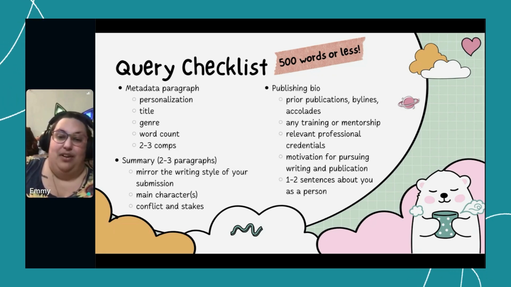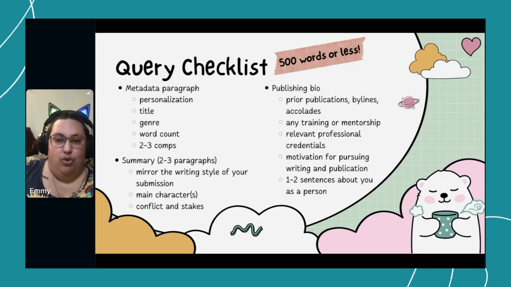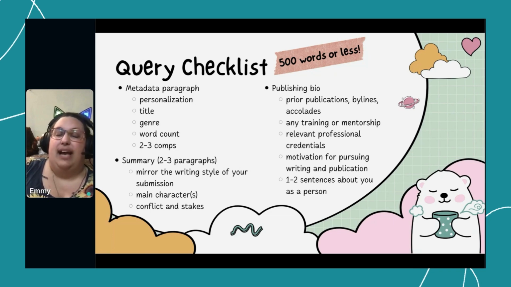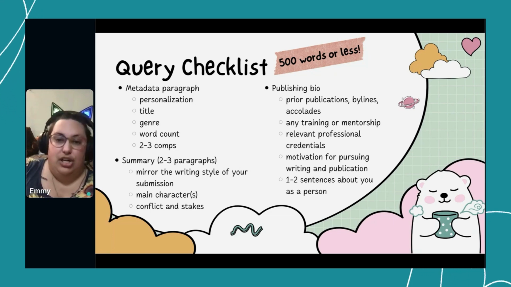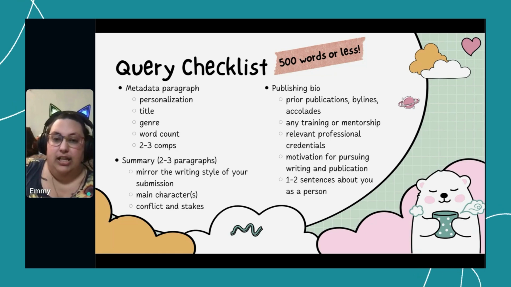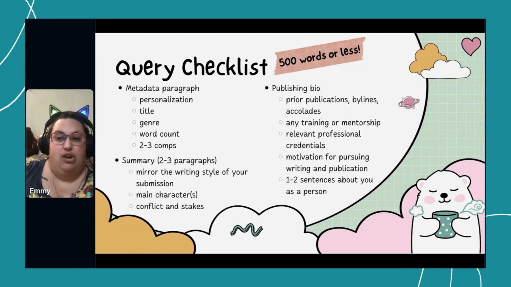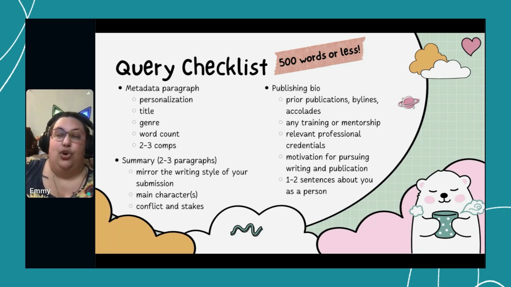Last but not least, publishing bio. Here I've tried to give a little bit more detail on this slide about what kinds of things we want to see in the publishing bio. So if you have prior publications, bylines, accolades, and by accolades, I mean any awards or recognition that you've gotten for your writing. This doesn't have to be for your fiction writing or for your memoir writing or for any kind of writing that you've done in the book that you're querying.